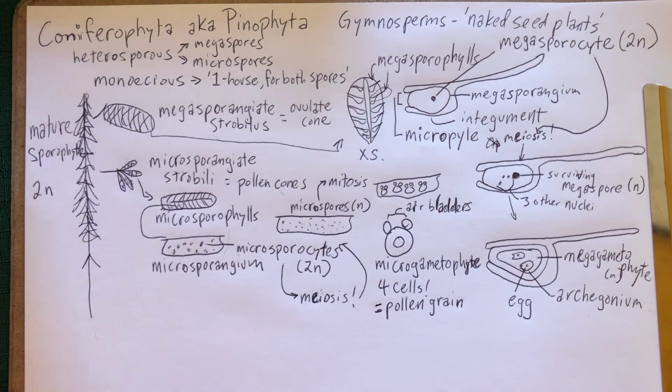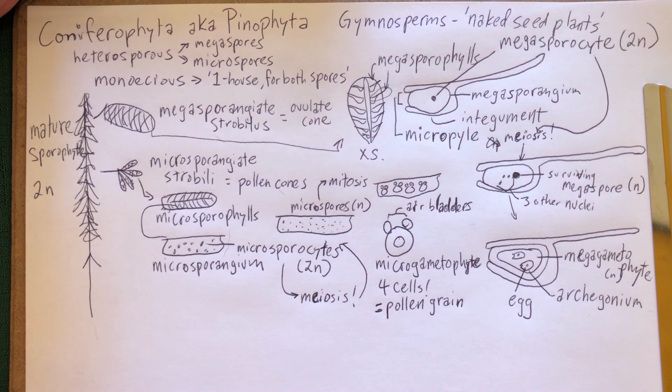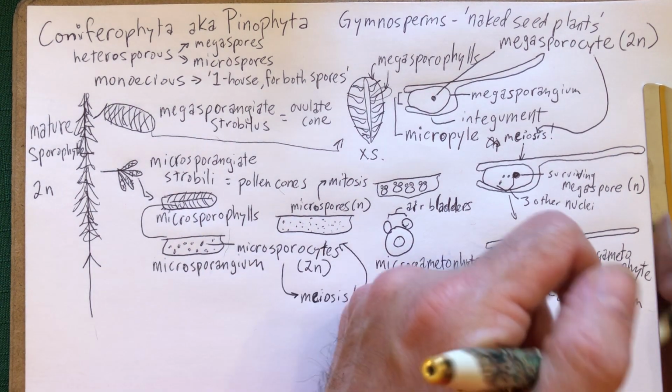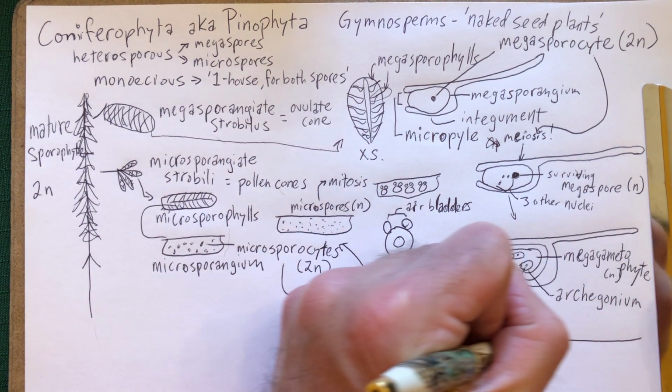we more commonly know of the microgametophyte as the pollen grain. Pine pollen has 4 cells. It is its own multicellular plant. It's got cells that are differentiated with different functions and purposes, which makes it truly multicellular, even though there's only 4 of them. Okay, so what's going to happen next?